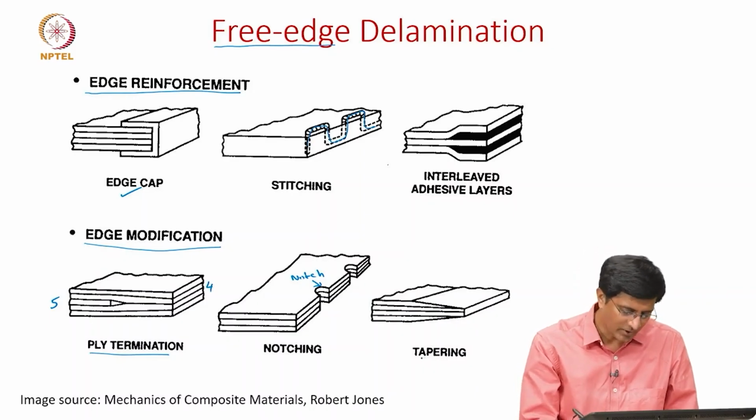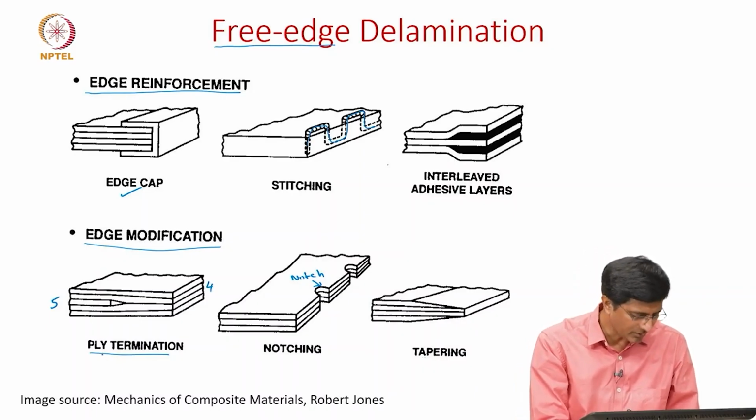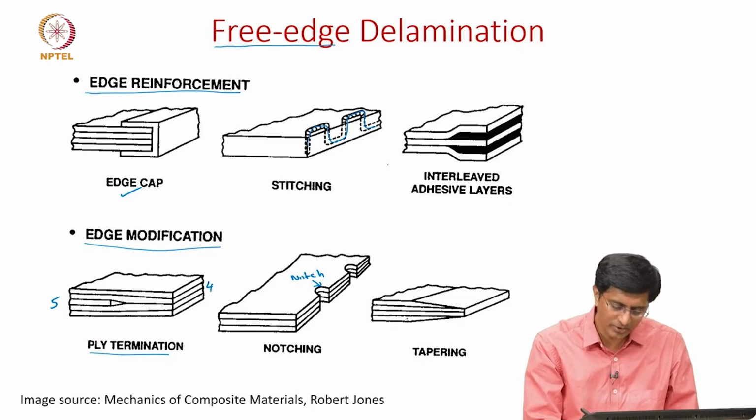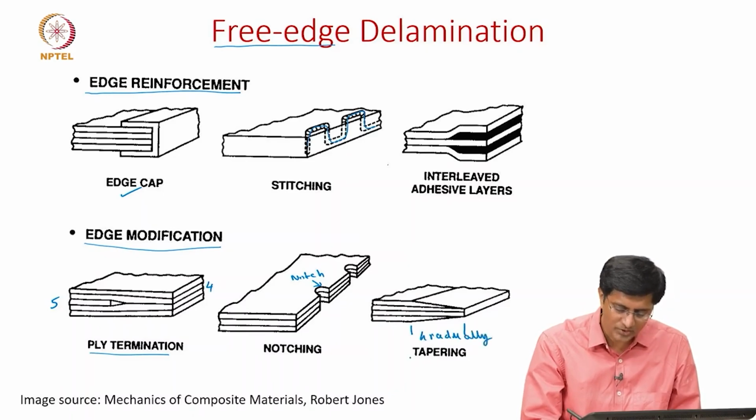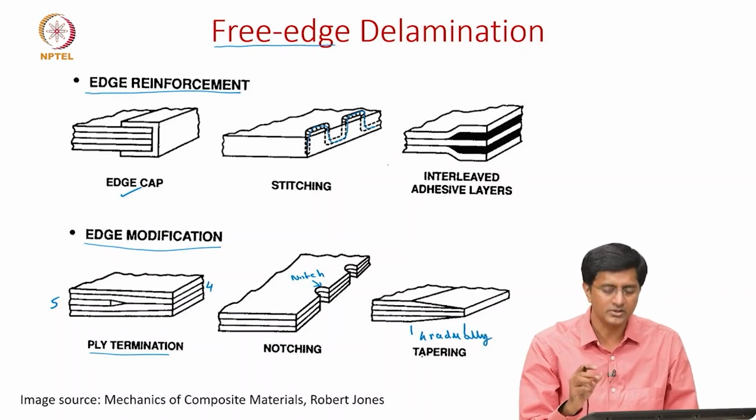And tapering is also in a way related to this ply termination, but the only difference here is we are gradually decreasing the thickness. So let's say this is the zone where we gradually decrease the thickness of the plate.